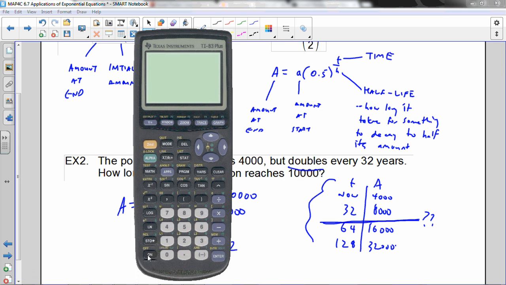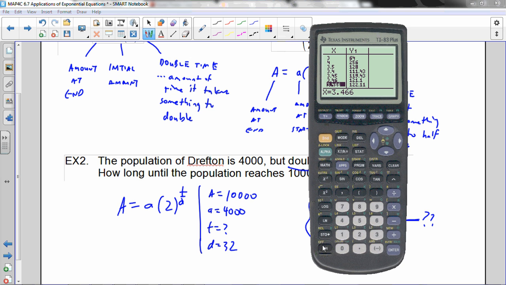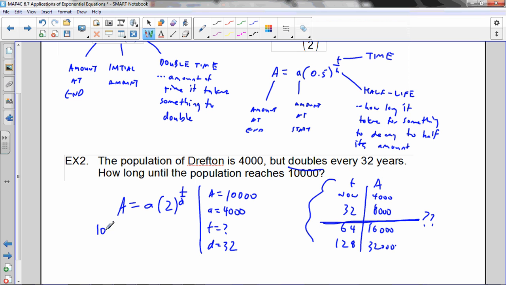Now when you turn it on, it might be in all sorts of states. Follow the instructions from yesterday's or last day's lesson, or the instructions from your textbook. Oh yeah, hang on. I still have to substitute in, because what am I going to put in the y equals? Well, A is 10,000. Little a, the initial amount, was 4,000. My base is 2. My exponent is t over 32.